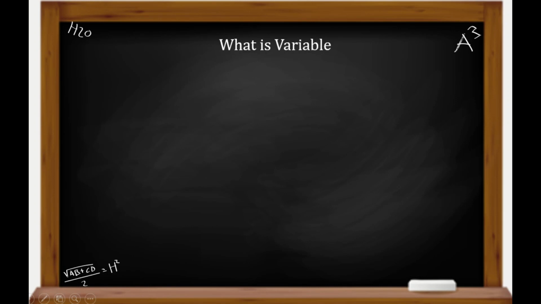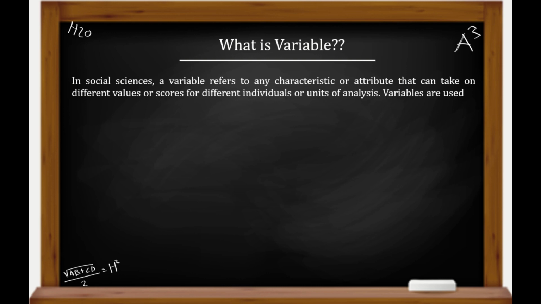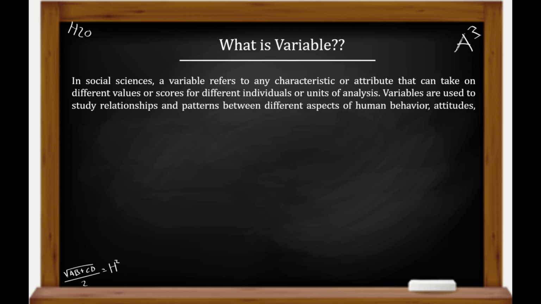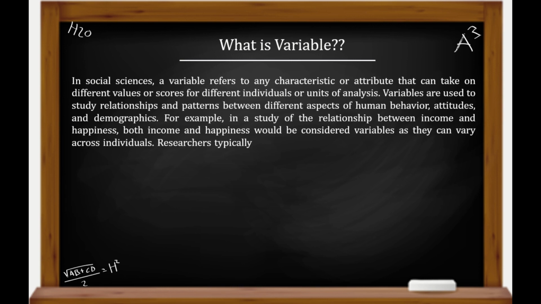In social sciences, a variable refers to any characteristic or attribute that can take on different values or scores for different individuals or units of analysis. Variables are used to study relationships and patterns between different aspects of human behavior, attitudes, and demographics. For example, in a study of the relationship between income and happiness, both income and happiness would be considered variables as they can vary across individuals.